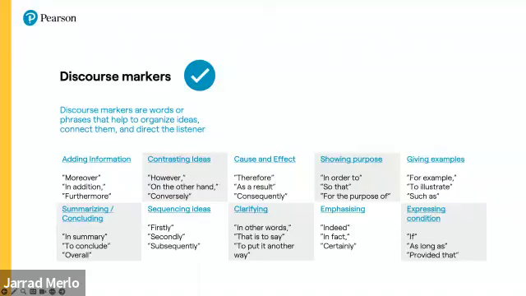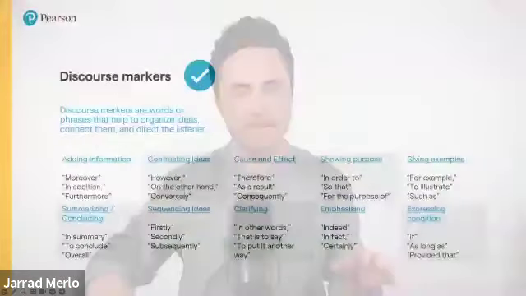Okay, discourse markers. These are also absolutely fine, and these are great because this is really how your students structure their responses. Discourse markers are interesting because, as I'll show you in a second, you can categorize them by function, right? Let's take a look at this.